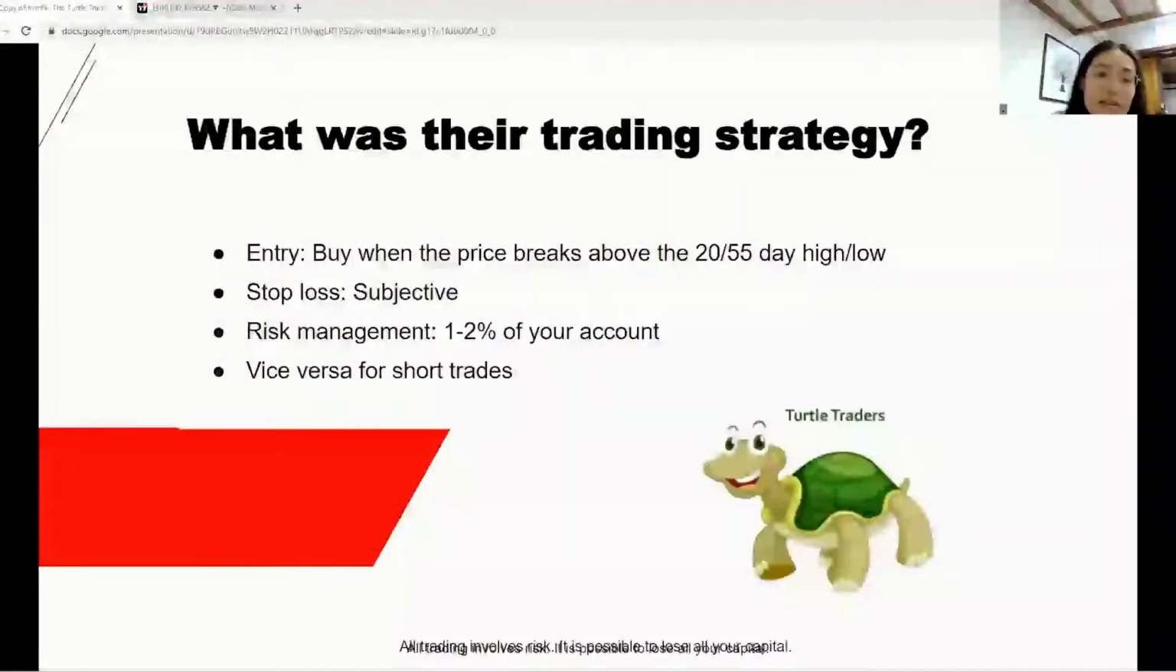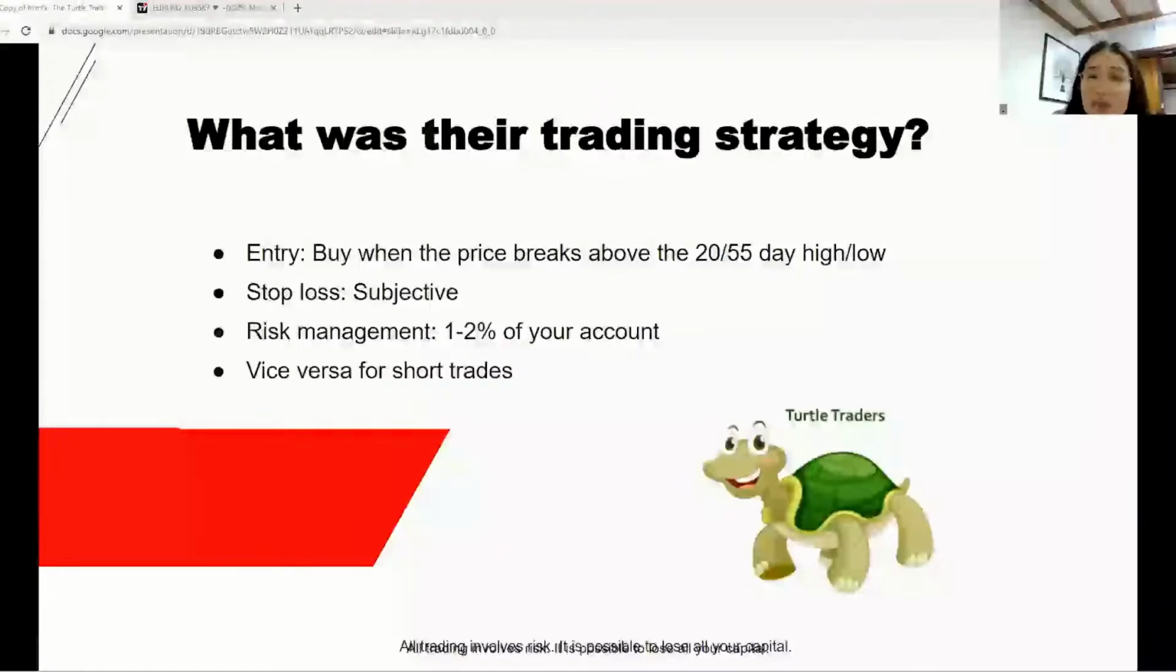Okay, so what exactly was their trading strategy? Some key takeaways, we'll go in depth a little later on, but for the specific set of rules, their entry was to buy when the price breaks above the 20 or 55-day high or low. And then similarly, you will go in for a sell if price breaks below this specific indicator.